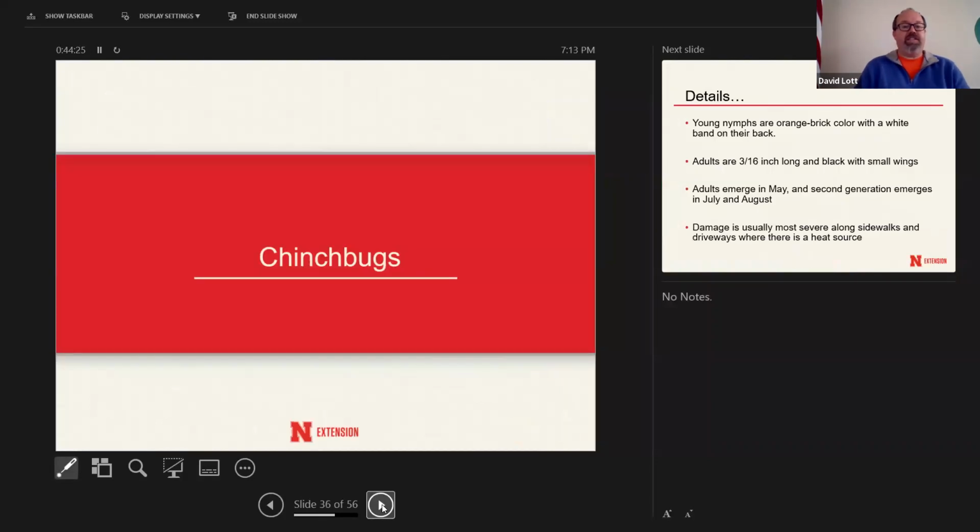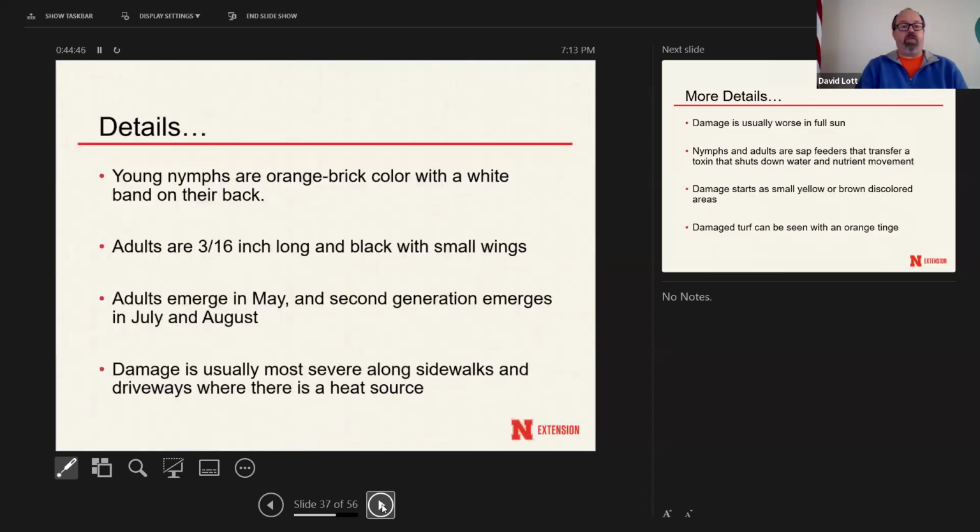Our next friend is the chinch bug. And some of you probably know what a chinch bug is, but we do see them in lawns. They are very common in acreages. They're very common in small communities. They're very common in small towns, and they will show up and they will do their damage. And they're kind of interesting. They are orange brick color with a white band around their back. They're a nymph.